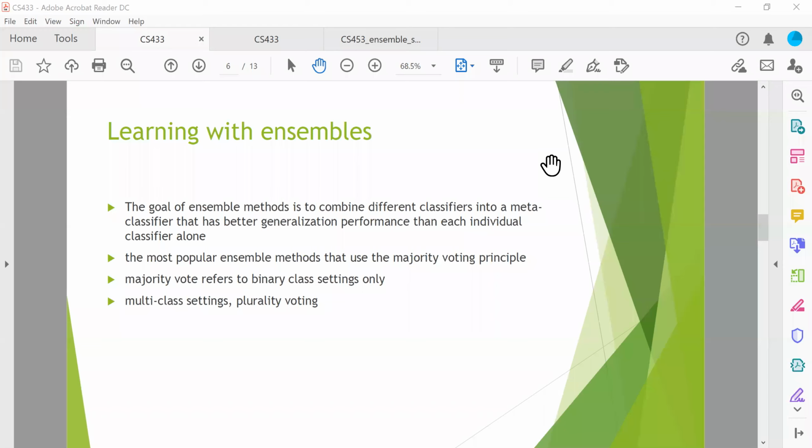So, learning with ensembles. We follow the majority voting principle, the most popular ensemble method. But majority voting applies to binary class settings, so be careful. For multiple-class classification, we need to use what is called plurality voting. It's not majority voting. So that's about ensembles.